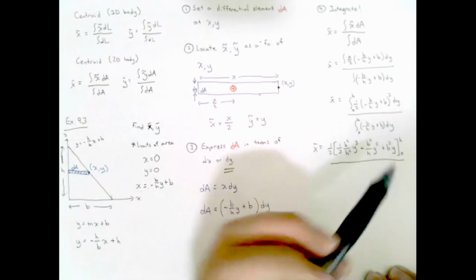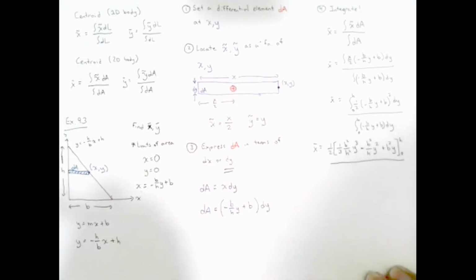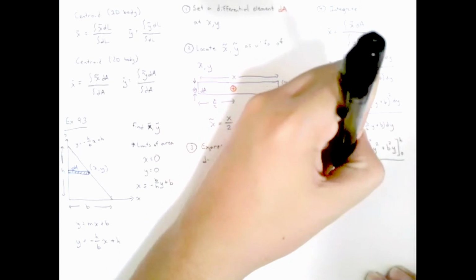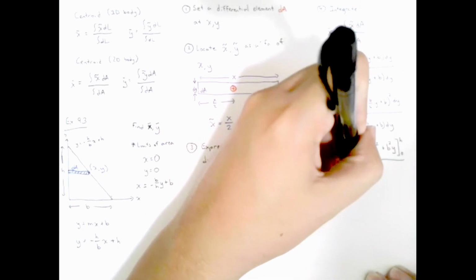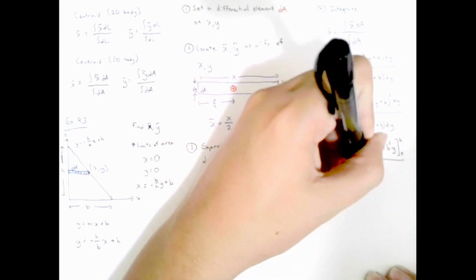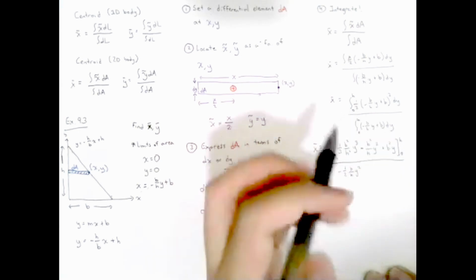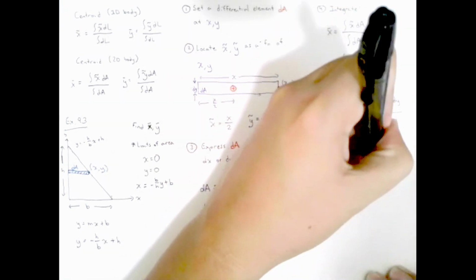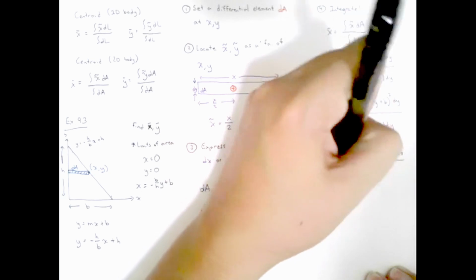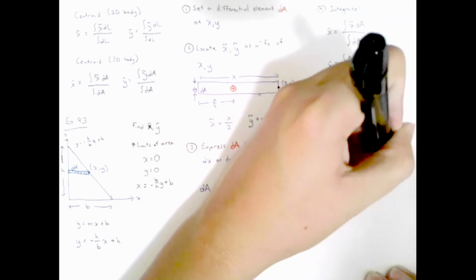On the denominator, what do I have? I have the integral of negative b over h y, so that should give me negative 1/2 b over h y squared. And I have the integral of b, and that should just be b y. And of course, all this is evaluated from 0 to h.